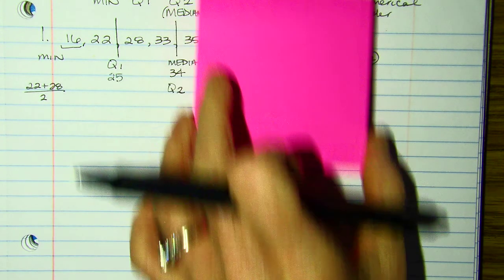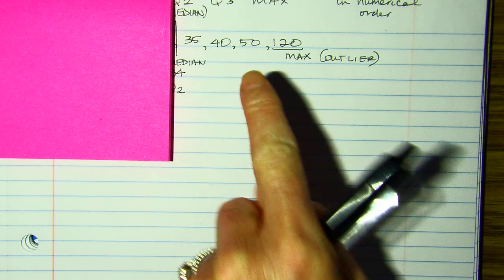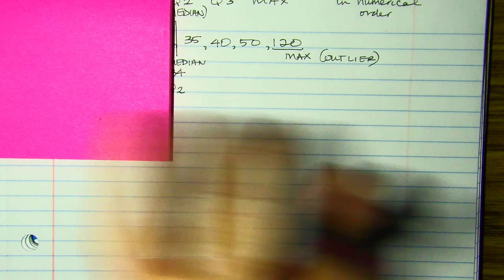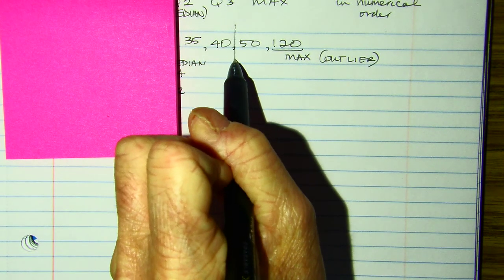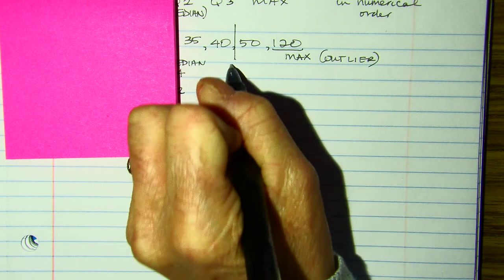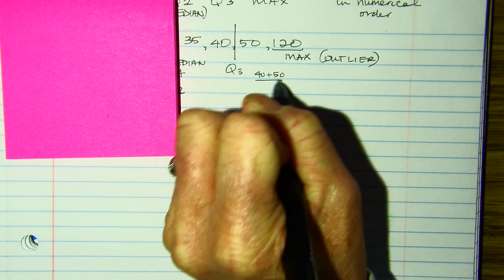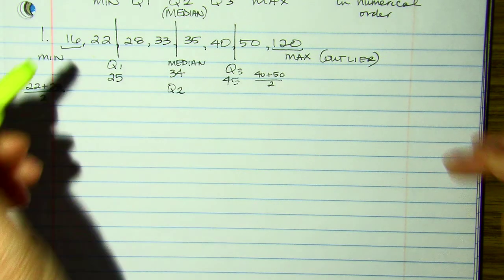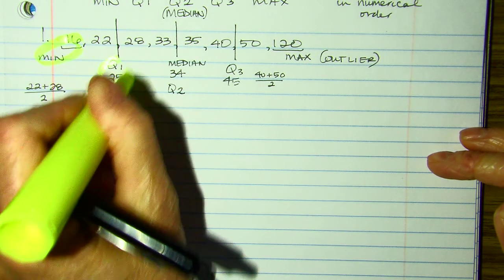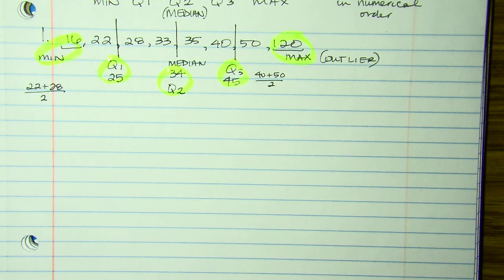Okay, now I'm going to cover up the lower half, so I can see here's my median, and I also have 4 pieces of data here. So if I divided this into 2 equal groups, I'd put a line here. This would be quartile 3, 40 plus 50 divided by 2. That would give me a quartile of 45. So I'm going to use my minimum, quartile 1, quartile 2, quartile 3, and my maximum to do a box and whisker plot.